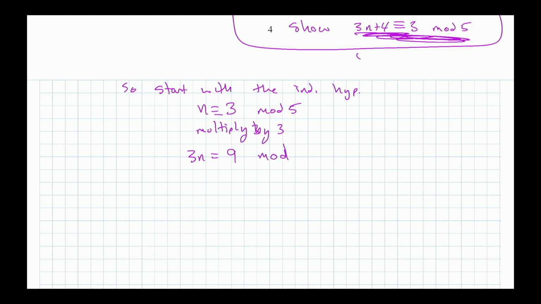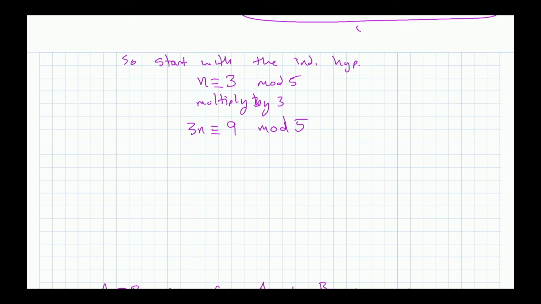Did we already do this? Is this the same one? Fine. 3n is congruent to 9 mod 5. Now, if you want, you can write that immediately as 3n is congruent to 4 mod 5, because 9 divided by 5 is 1 with the remainder 4. But you don't have to do that. I'm only doing it because I think we already did this without doing that a few minutes ago. So 3n is congruent to 4 mod 5.